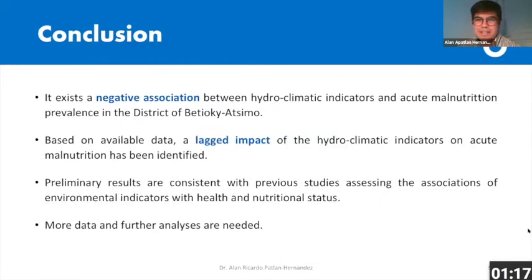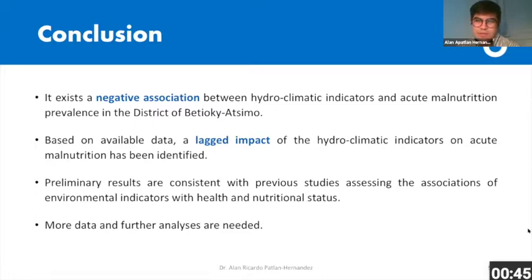Next slide, please. Based on the available data that we have at the moment, we could identify a significant association between the hydro-climatic indicators and the prevalence of acute malnutrition. We are going further with other health indicators, but for the moment we identified that, and most importantly, we could also identify that these are lagged associations, and they do not follow only a linear relationship.